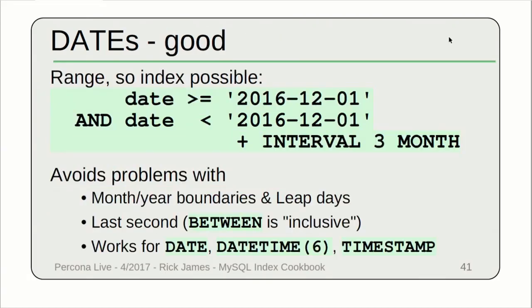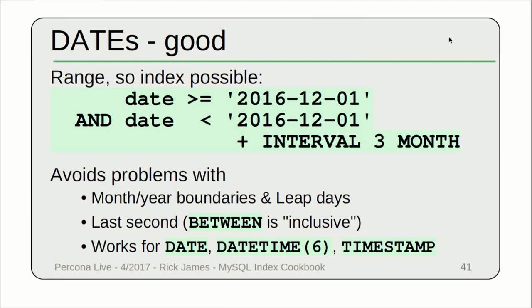Here's the best pattern I've seen for how to do a date range. Note, it has the same date there twice. One says greater than or equal, the other says less than. And I say, okay, well, I wanted 3 months. Note, MONTH is not plural. So I get all of this.